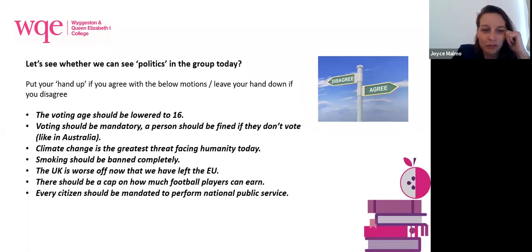Okay, next one. This might be a bit more controversial. Smoking should be banned completely. Should it be banned? Hands up. Or should people have the freedom to choose themselves? You can see that there is a difference in opinion here. We have 17 putting their hand up. It'll be interesting to find out in class what the reasoning would be behind not banning it. It is unhealthy, right?